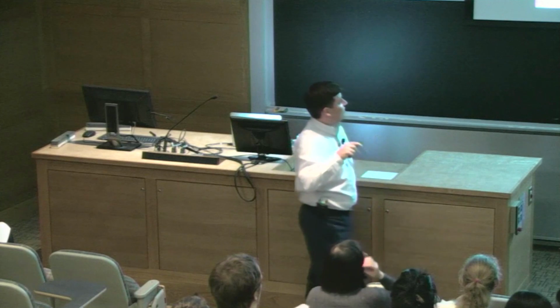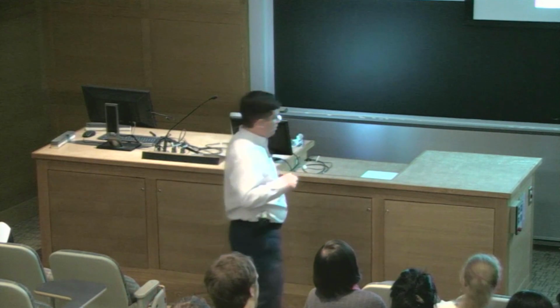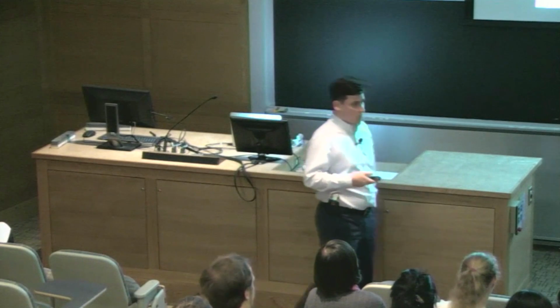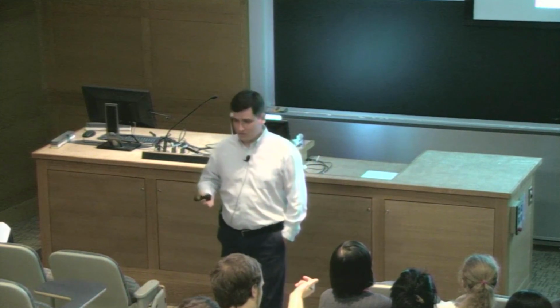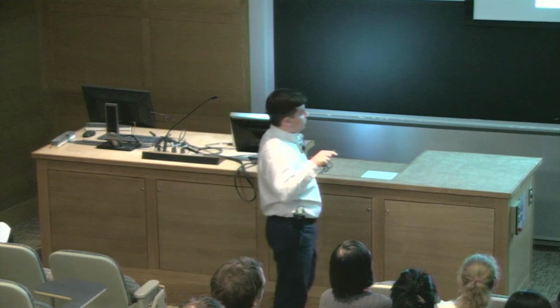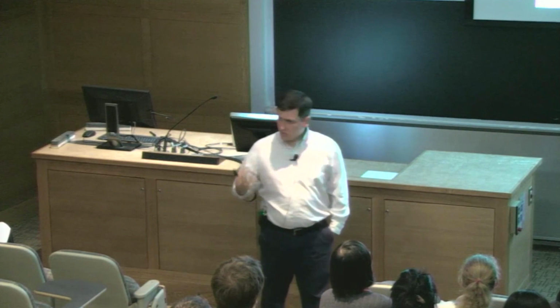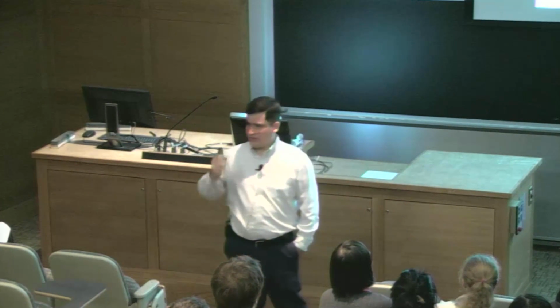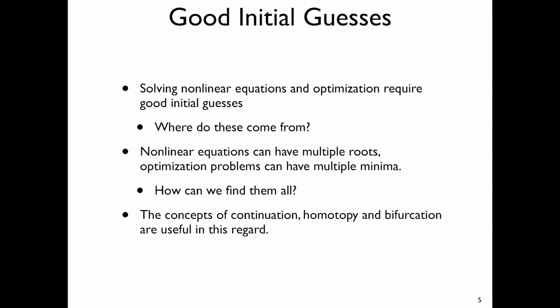Okay, good initial guesses. This is the key really for solving systems of nonlinear equations. It's a key for doing optimization problems too. We need to have some idea of what our solution looks like, and we want guesses that are close to those solutions so that maybe we're in this region of local convergence for the Newton-Raphson method and everything converges very quickly. So where do they come from? This is an important question, and I'll show you how you can get them.